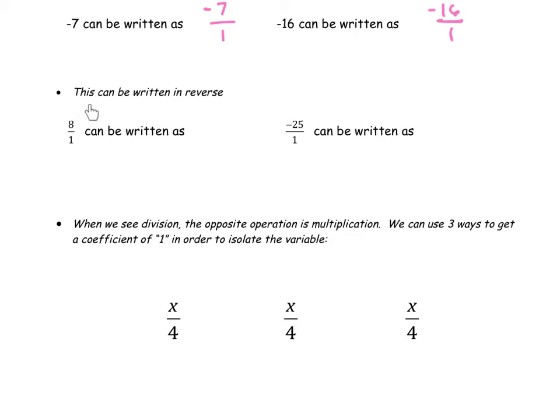Next concept is this can be written in reverse. For instance, if we're given 8 over 1, we can write that as 8. So the fraction form of this number, 8 over 1, can be written in whole number form as 8. The same thing applies if I have a negative integer. If I have negative 25 over 1, I can write that as negative 25. So that's the fraction way to say this integer, and the negative number way to say this integer.